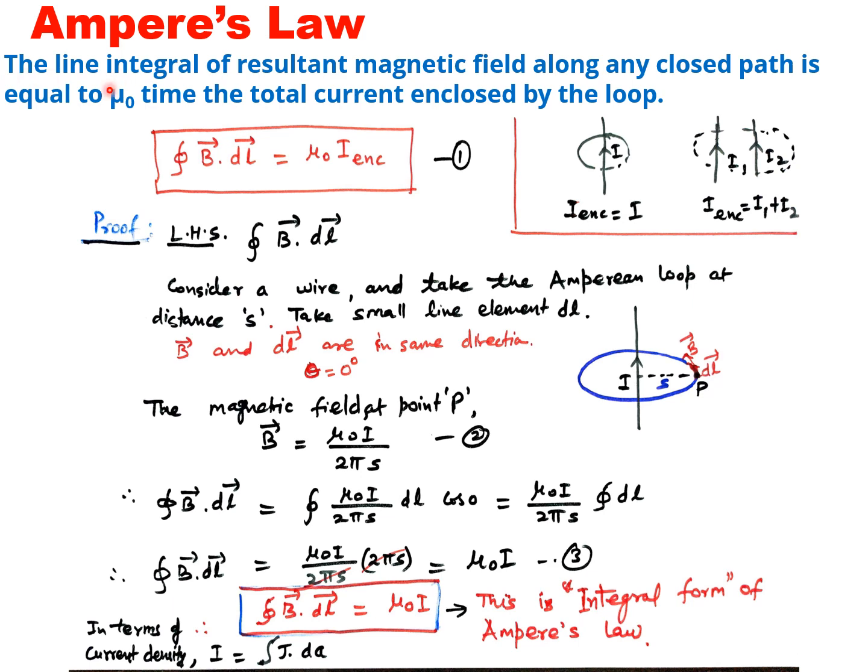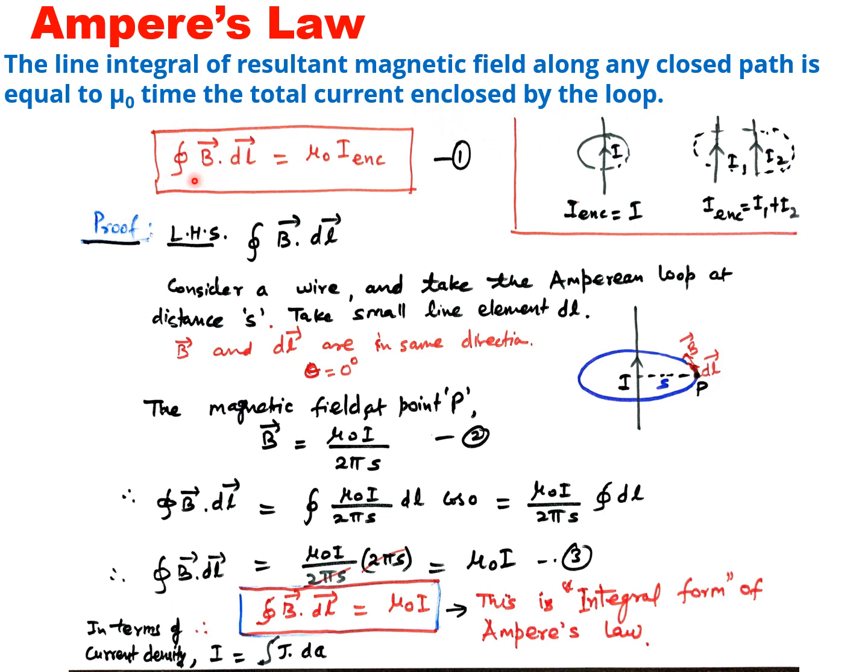Now we will discuss Ampere's law, which is an important law for calculating the magnetic field. It says that the line integral of the resultant magnetic field along any closed path is equal to mu naught times the total current enclosed by the loop.